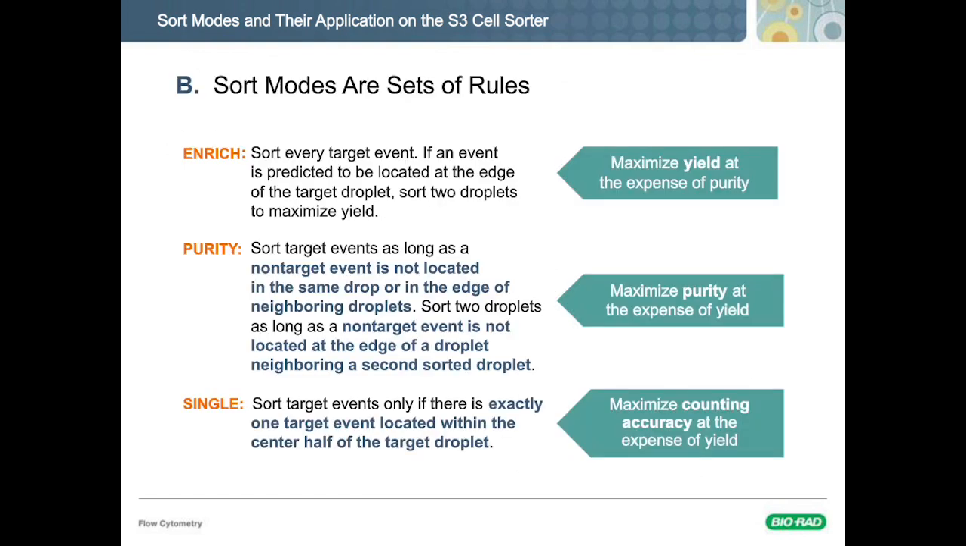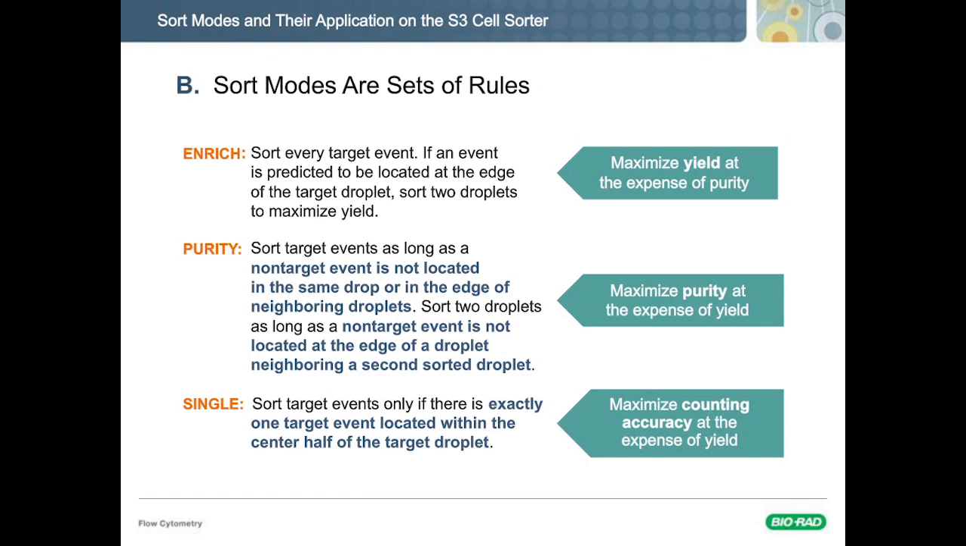As we go through them, the simplest one to think about is enrich, and it just says, okay, give me everything of this type of cell. If it's in a drop, I want that drop. I don't care what my purity is. I want every particle that comes through to end up in this tube.